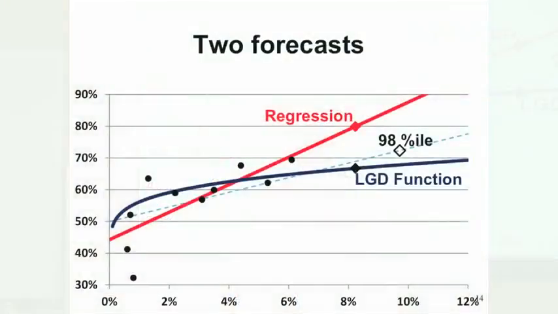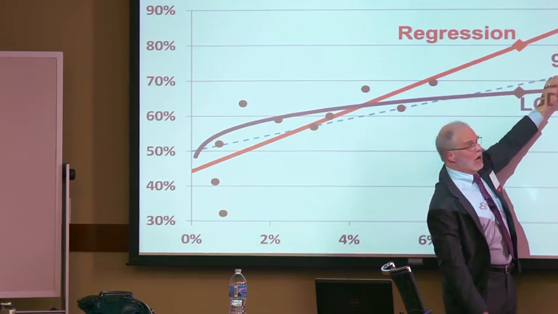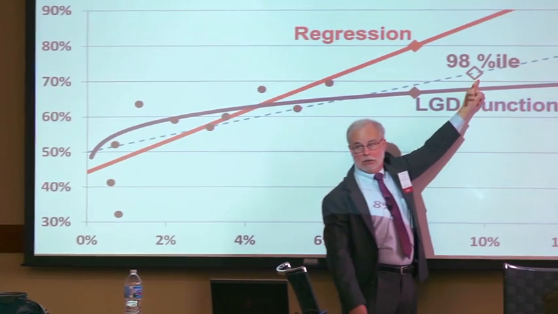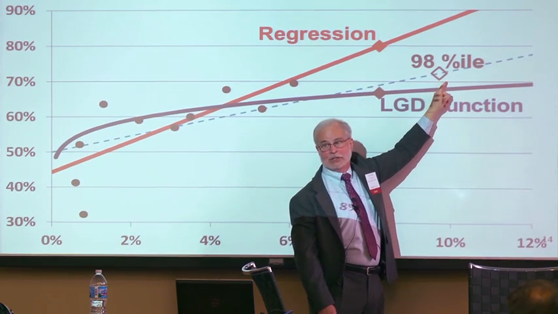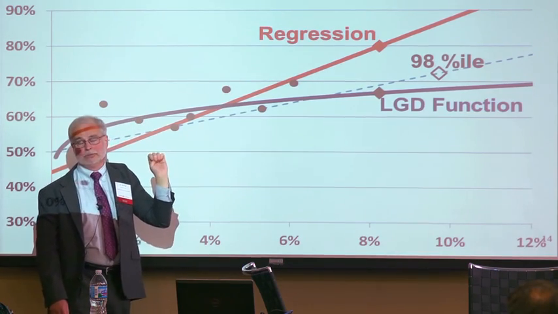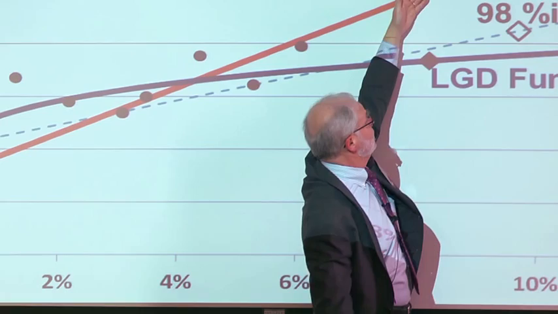So here's the comparison between the two. Here's the red regression line. The LGD function, the same darn thing we've been looking at, same shape, maybe adjusted up and down. And then the true underlying relationship, the data generator. I've shown the target here. We're trying to estimate the 98th percentile of LGD. That's the right number, and it's 72% or so. That's the target. The regression line, way too steep, misses it.